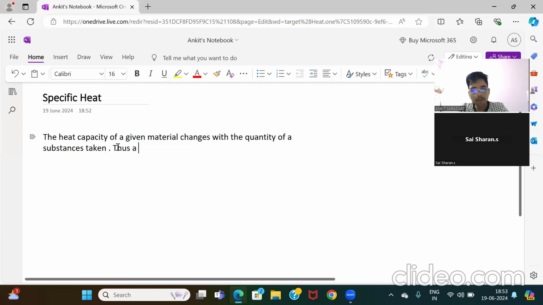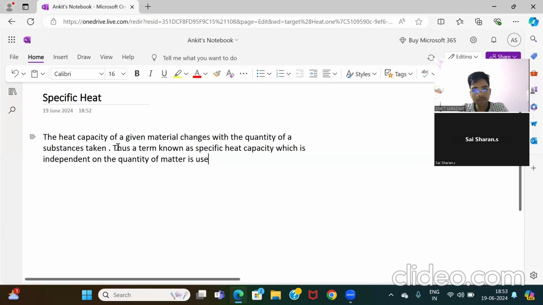Thus, a term known as specific heat capacity, which is independent of the quantity of matter, is used. First stop. The quantity of heat required to raise the temperature of a unit mass of a substance by 1 degree Celsius. Very important.